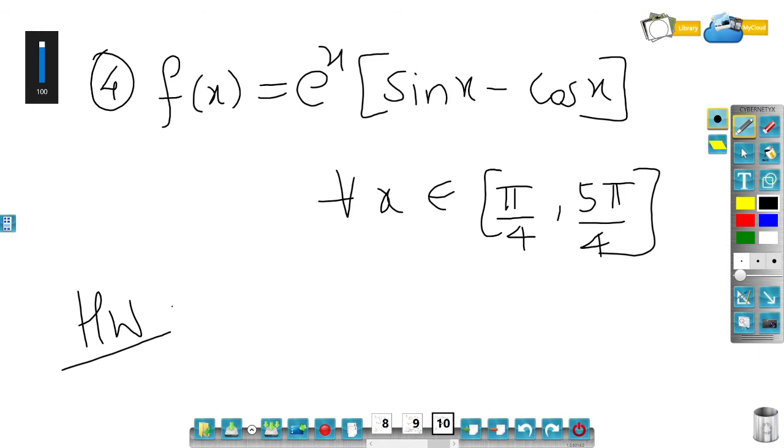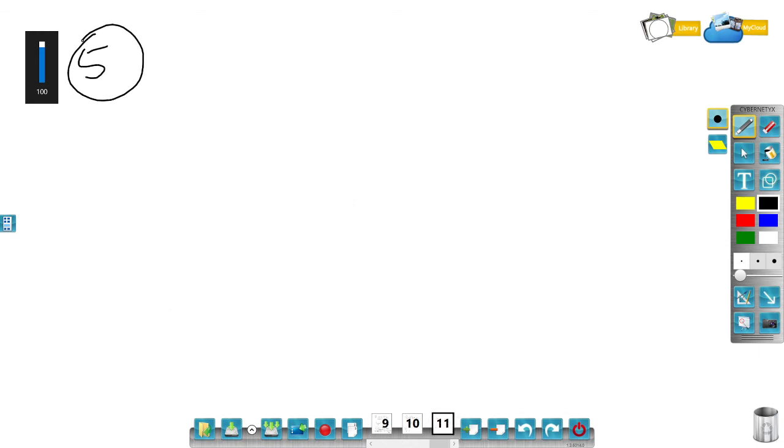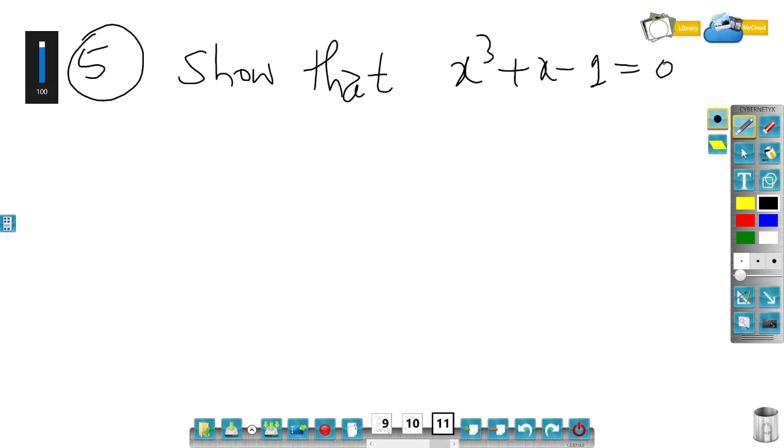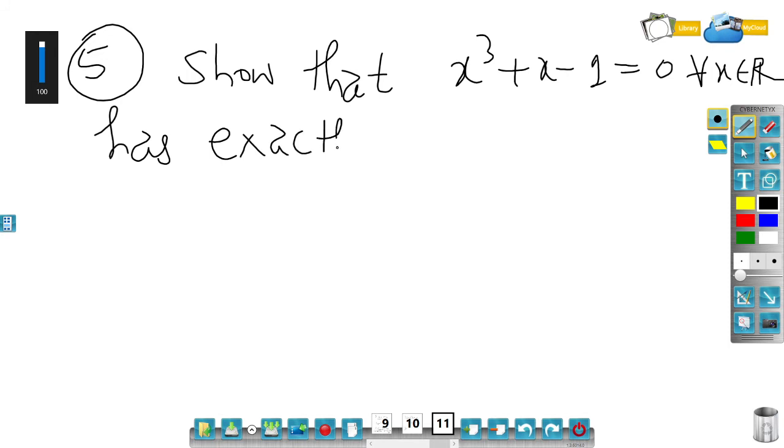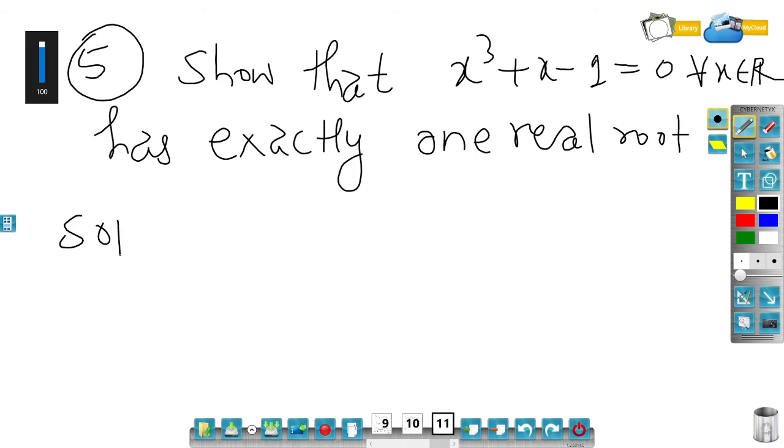So I'll take one more example. Number 5th. Show that x cubed plus x minus 1 equal to 0, for all x belongs to R, has exactly one real root. Okay, so let's prove this.